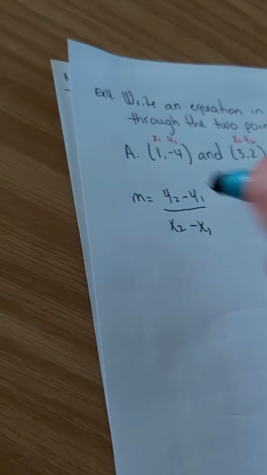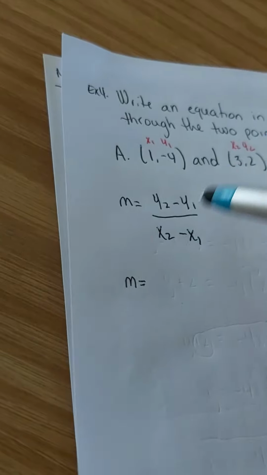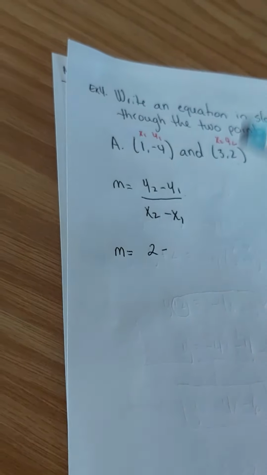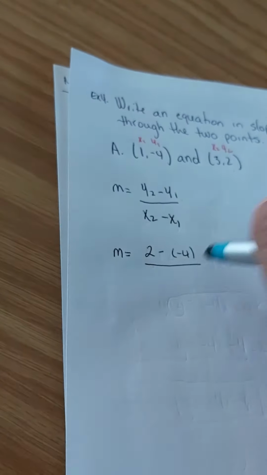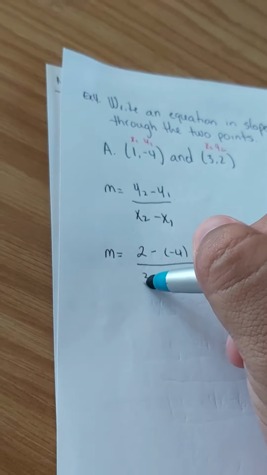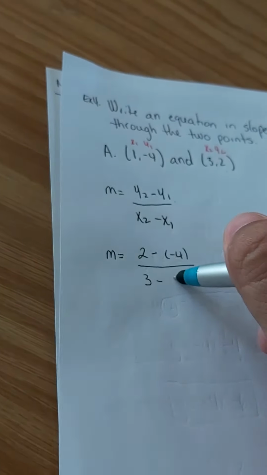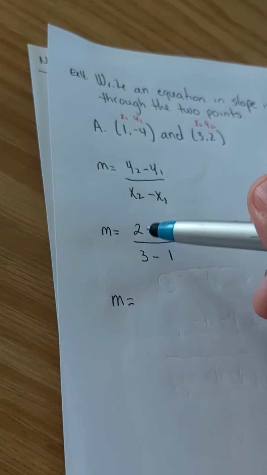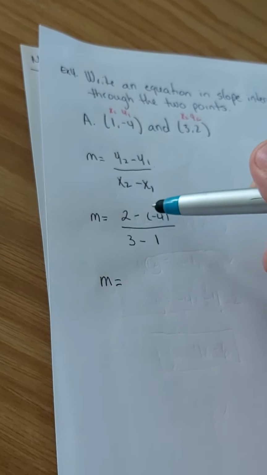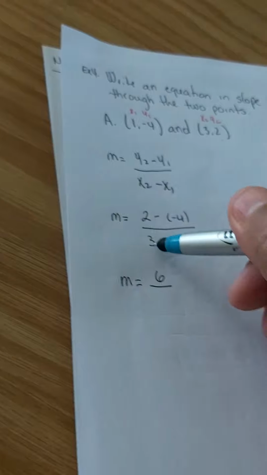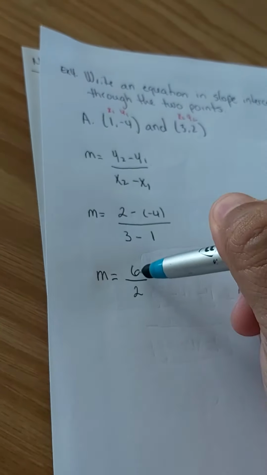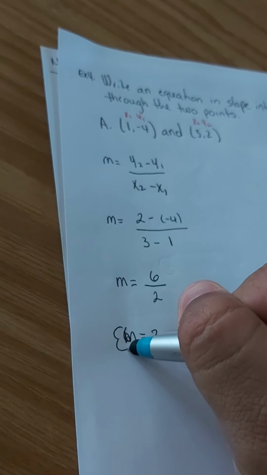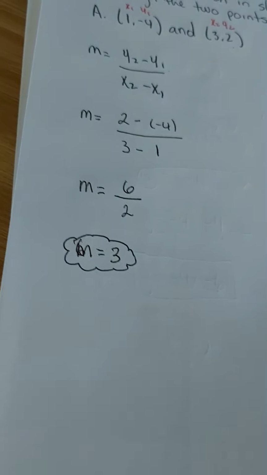Now we substitute. M equals y2, 2, minus y1, -4, over x2, 3, minus x1, 1. Let's simplify that. M equals 2, negative times negative is positive. 2 plus 4, 6, over 3 minus 1 is 2. 6 divided by 2. M equals 3. Okay, now we have our slope.